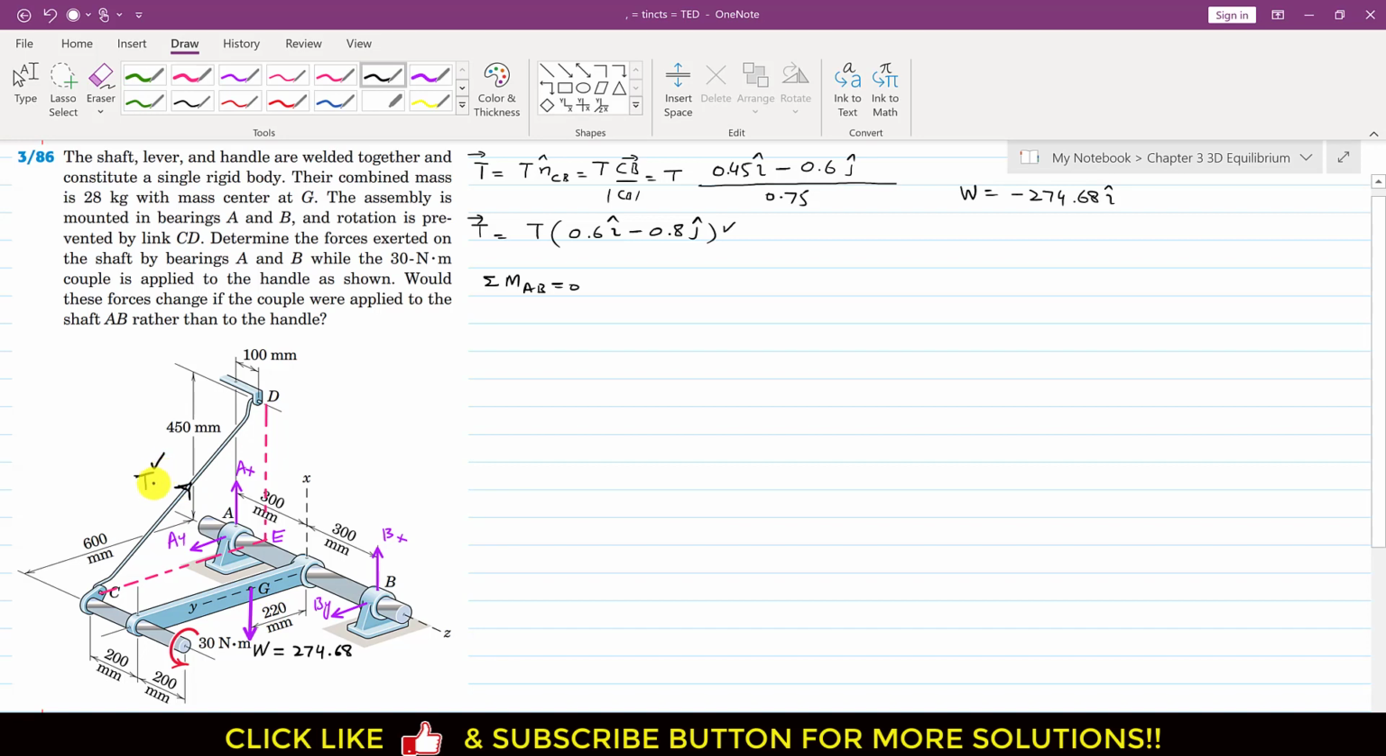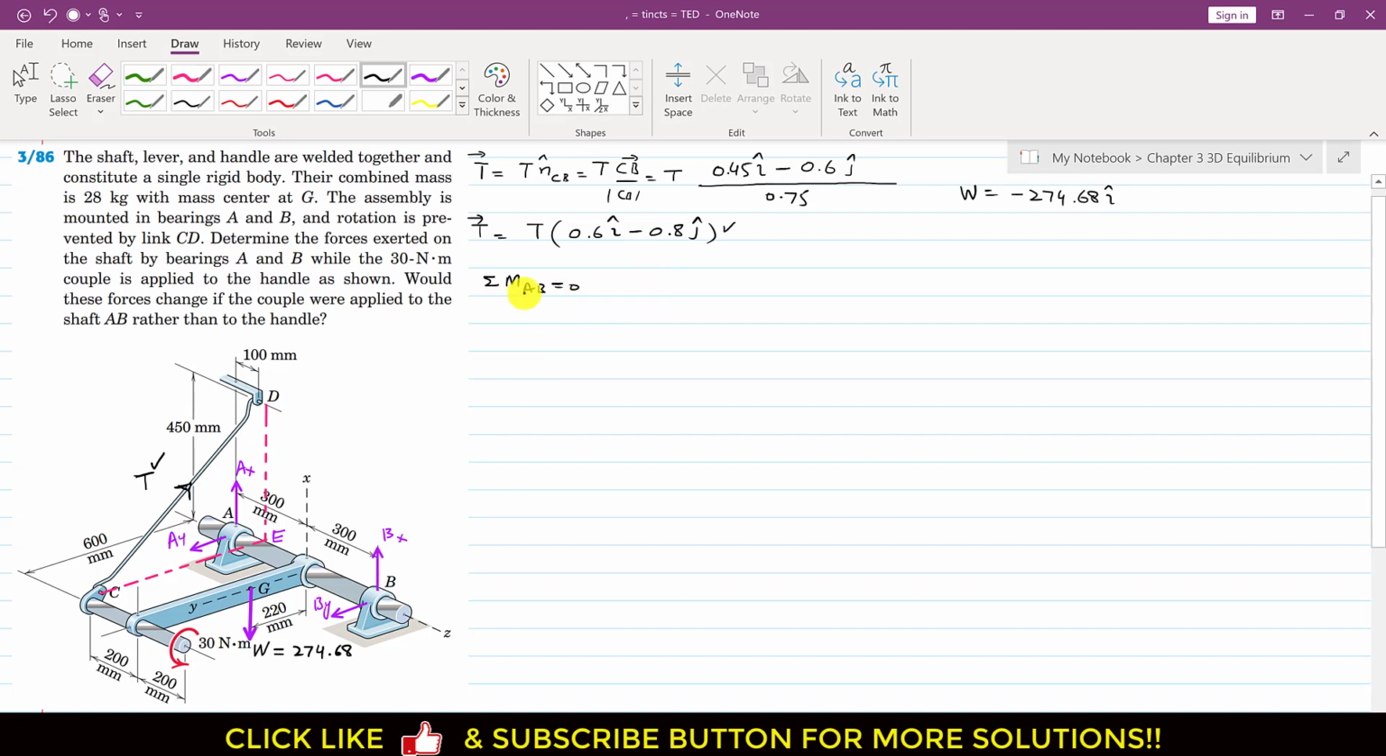So this T vector is producing the moment about this AB axis and this weight is producing the moment about this AB axis, and this couple is given, right? So this couple is in the positive Z direction. If we curl our right hand fingers in this direction, so the thumb will point out in the positive Z direction, right? So this couple is also about the Z axis.